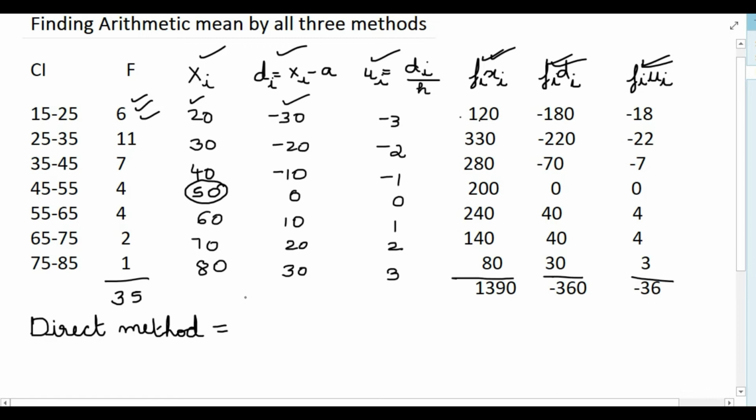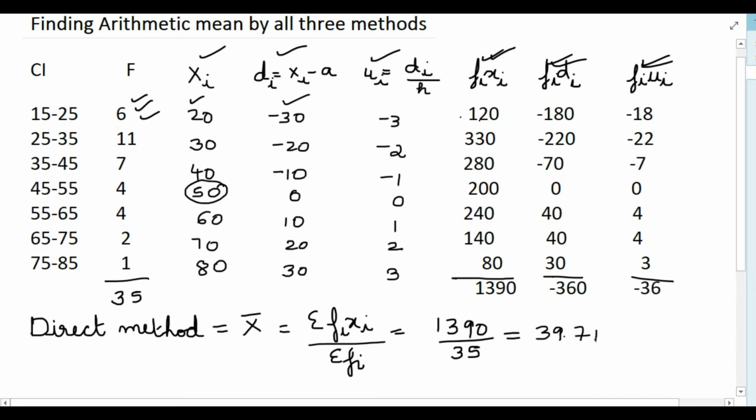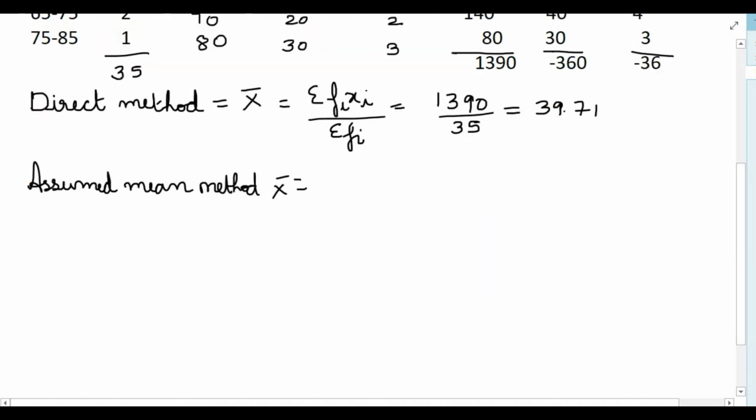So direct method formula is x bar is equal to sigma fi xi divided by sigma fi, which is equal to 1390 divided by 35, which is equal to 39.71. Next we will find out arithmetic mean by assume mean method.